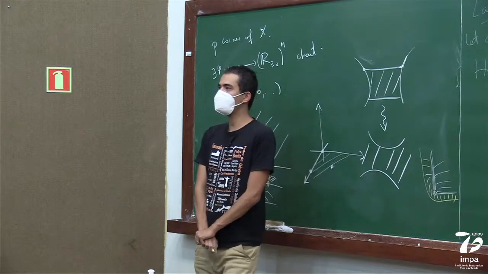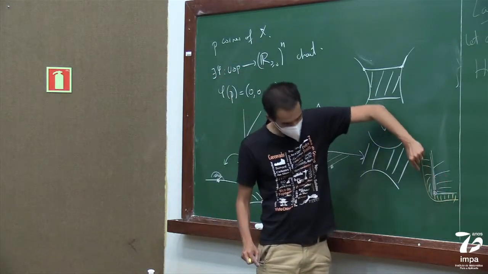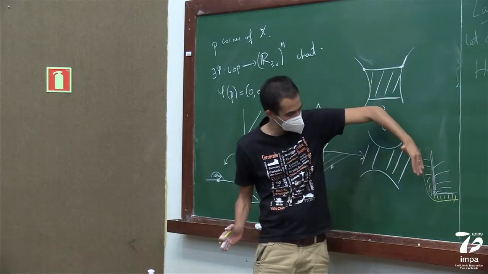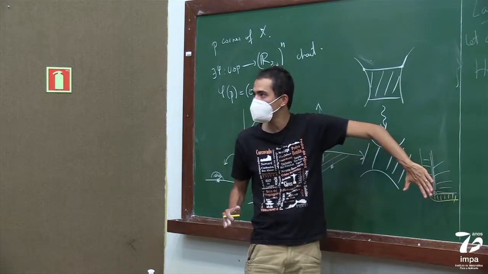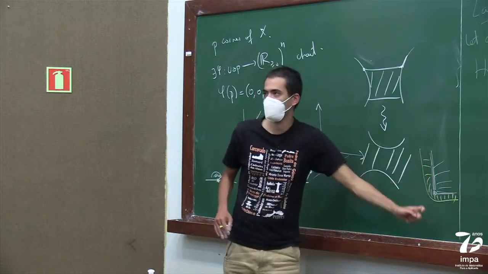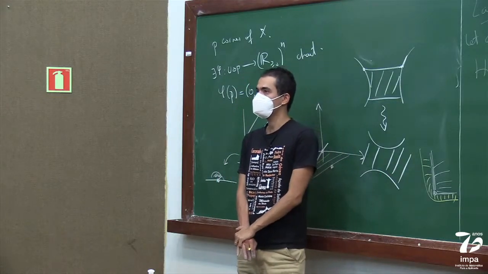So you can think, I'm not going to change the chart, but I'm going to take a union with another manifold with corners, where the corner is going to join with the other corner, and it's going to be in the interior of the manifold. And this new thing now has a smooth boundary. This is another way to think about smoothing the corners.